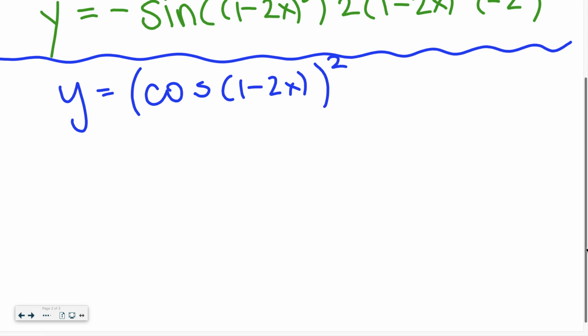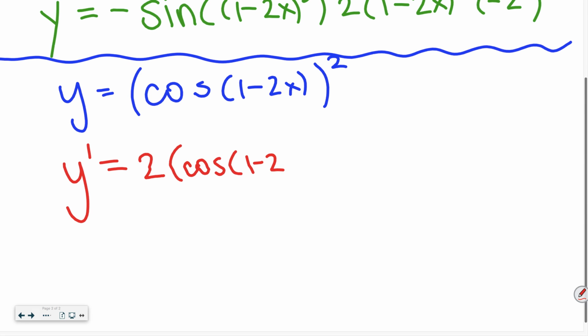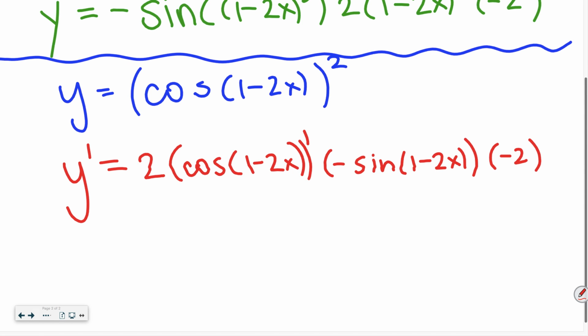All right, Turner. Now we have the square on the very outside, so it's going to be very similar to that first problem we just talked about. So we would drop the power, leave the cosine inside. Inside of the power is cosine. That derivative is negative sine. And then inside of cosine was 1 minus 2x. Its derivative is negative 2.